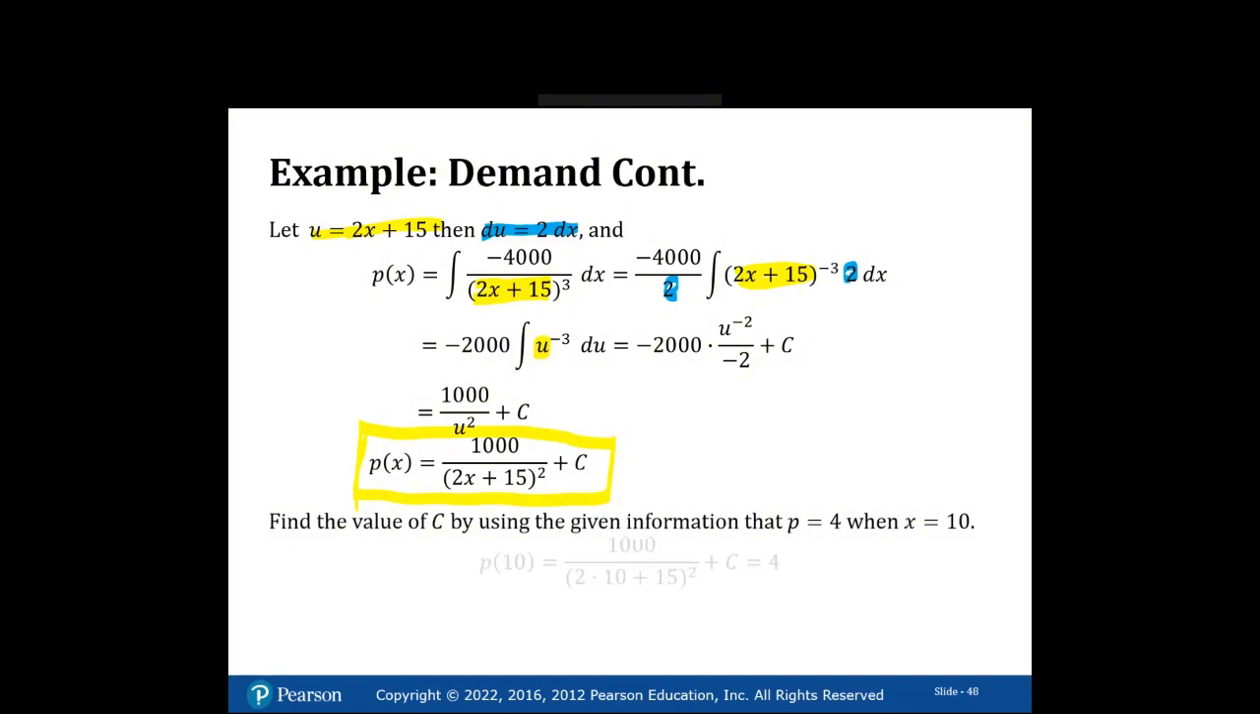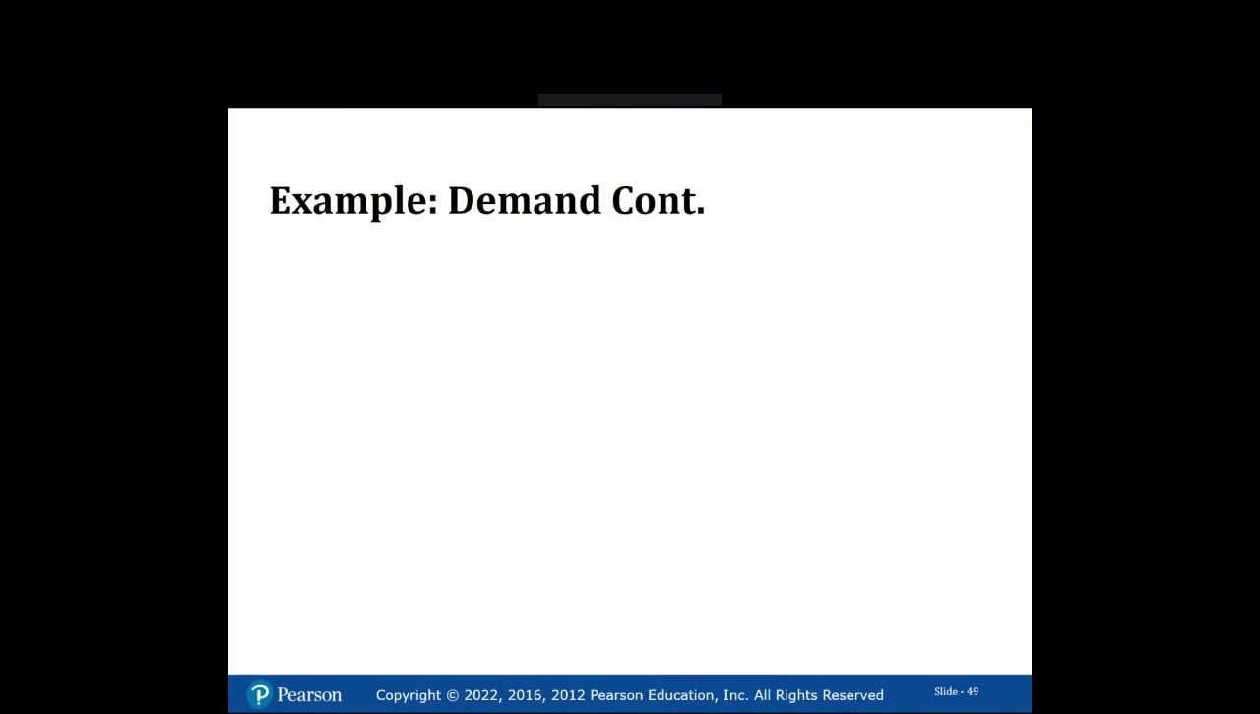Okay? So if I plug in 10 for x, then I get 1,000 divided by 2 times 10 plus 15. And I know that that is equal to 4, because that's what was told to me in the problem statement. So now we're just going to simplify it out. I get 1,000 over 35 squared, which is approximately 0.82. So that gives me C approximately 3.18.